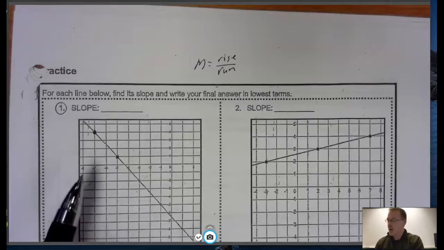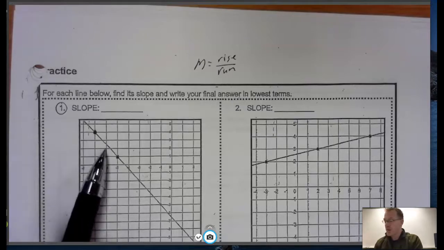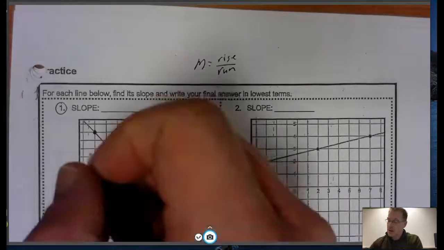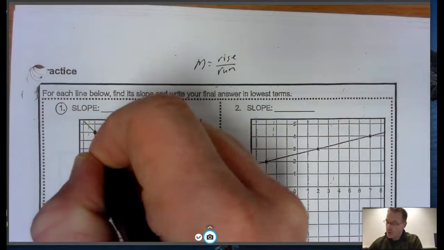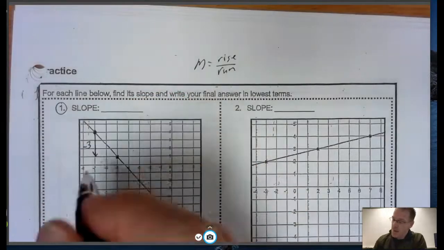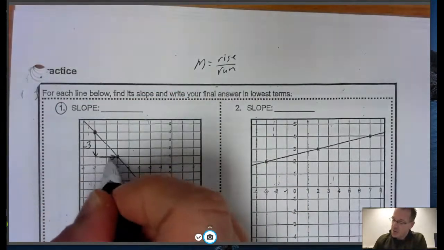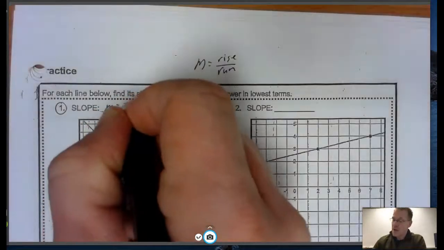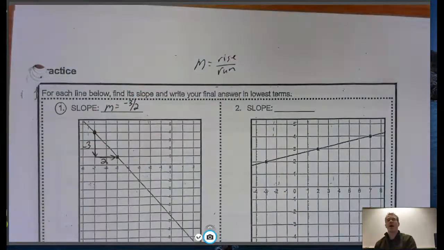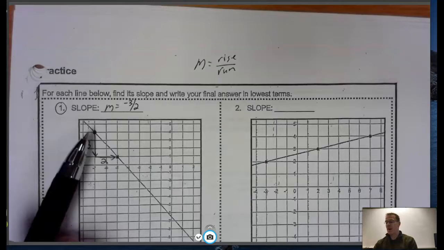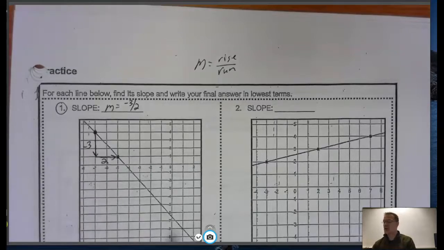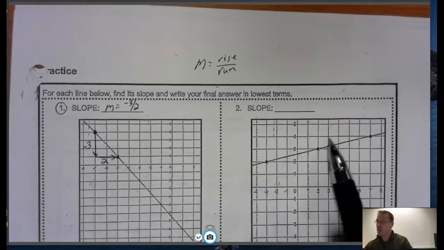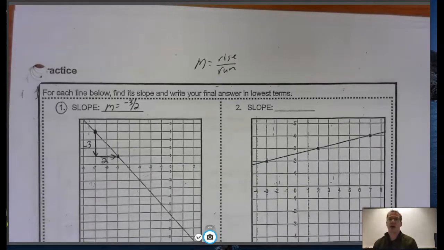So notice, if I go from this point here to this point here, I have to go down 1, 2, 3, and I have to go to the right 2. So my slope then would be negative 3 over 2. I know my slope is negative if my line is going downhill from left to right. I should know my slope is positive if it's going uphill from left to right. And so that's just a review of how we find slope graphically.